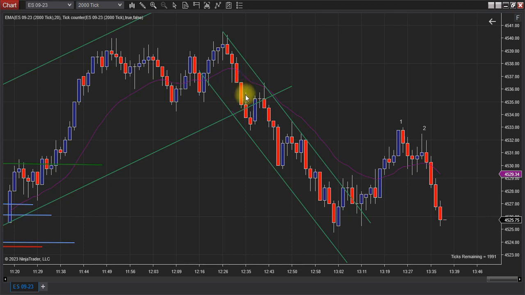Okay, let's see what we got here. Push down below the channel. I'm going to get rid of these lines for now. Here's our first entry long. First entry long here. Pull back, a second entry long. And what do we have? Oh, we have a trap. A very nice trap at that.